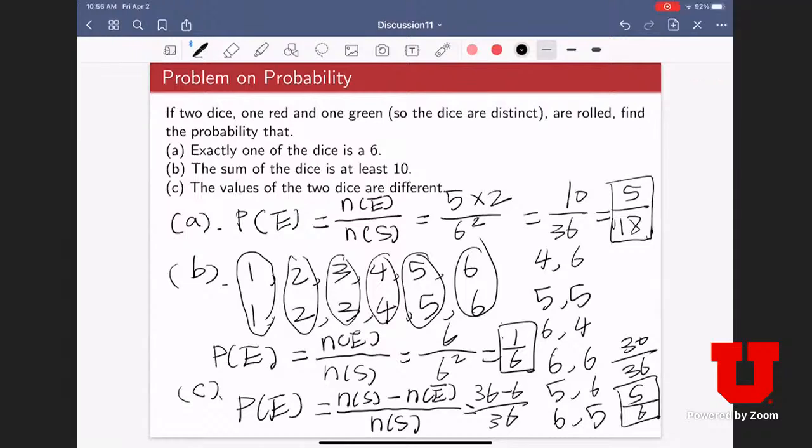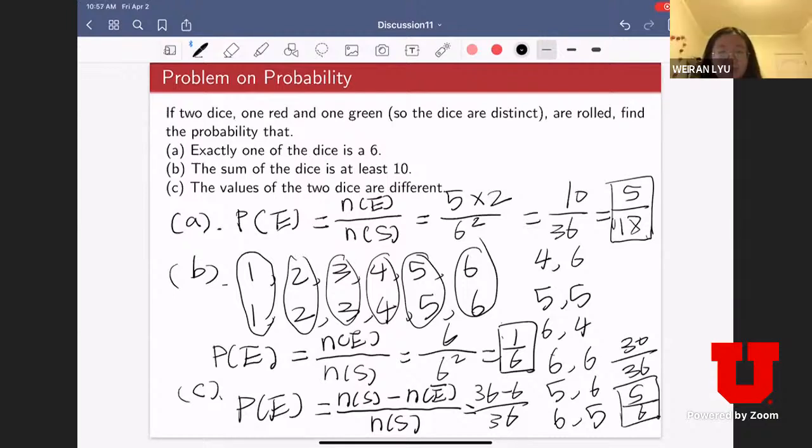Would it be correct to also think about it as just a permutation of 6 and 2? A permutation of 6 and 2. So just 6 times 5. Yeah, I think that should also work.